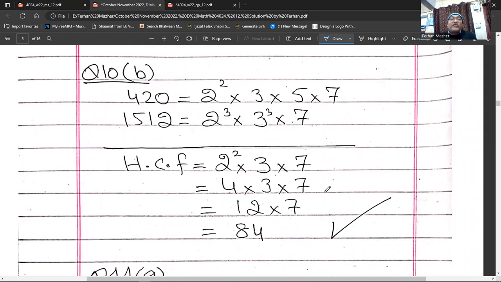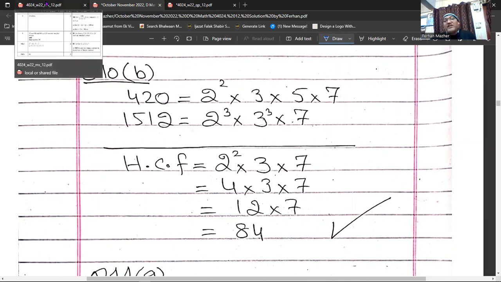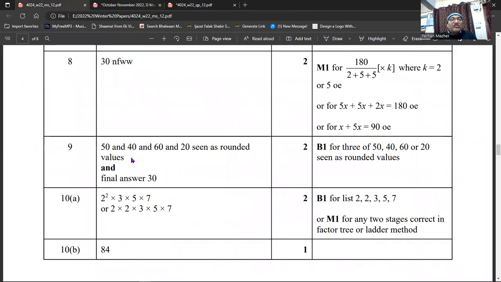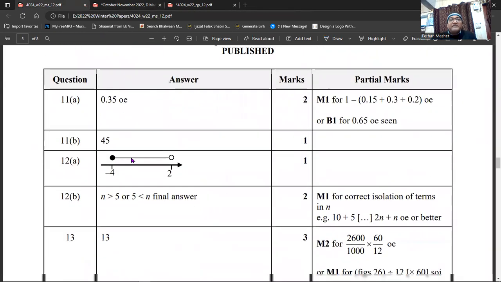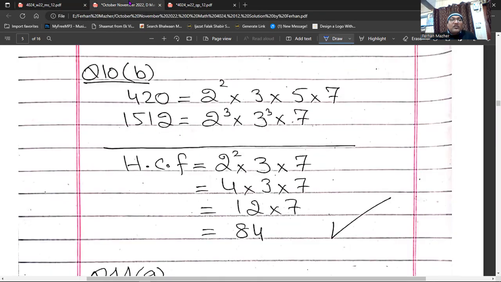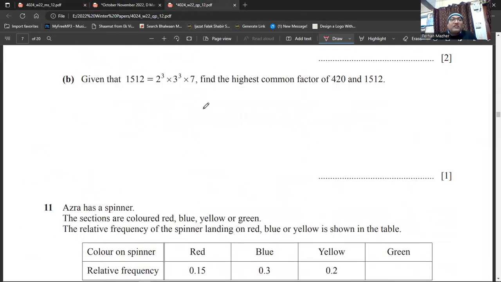So you will have 4 into 3 into 7, that is 12 into 7, that will be 84. So the HCF will be 84. Question number 10, B part, 84 is the right answer, sir. You can see that. Okay. So this is the solution.